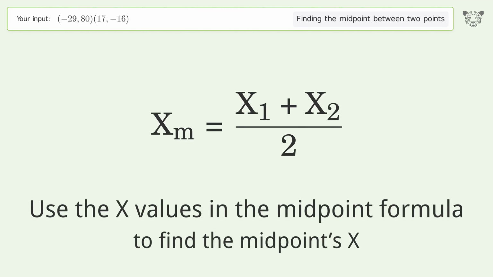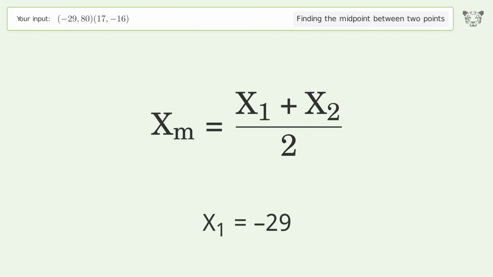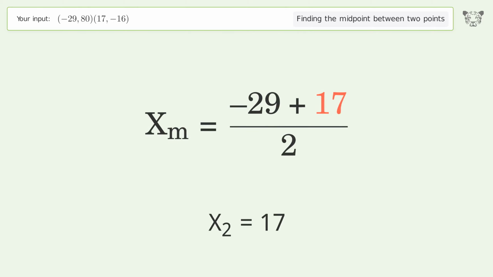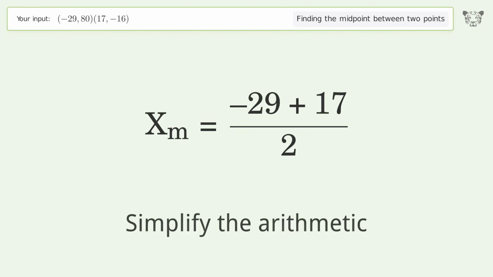Use the x values in the midpoint formula to find the midpoint's x. x1 equals -29. x2 equals 17. Simplify the arithmetic.